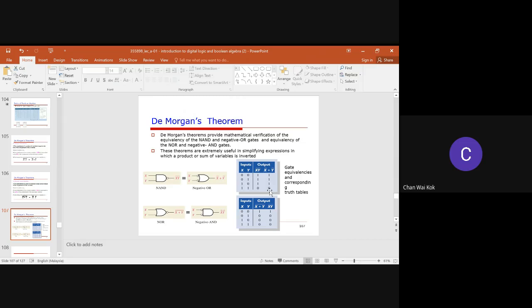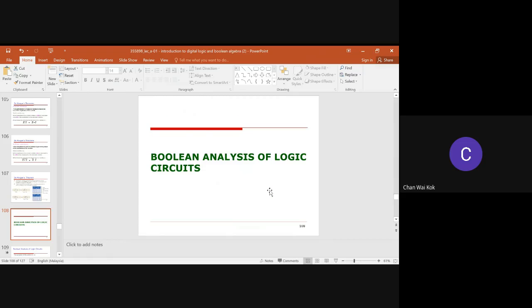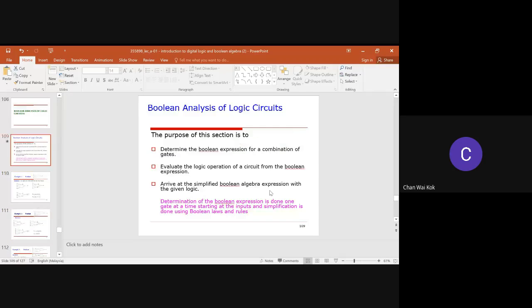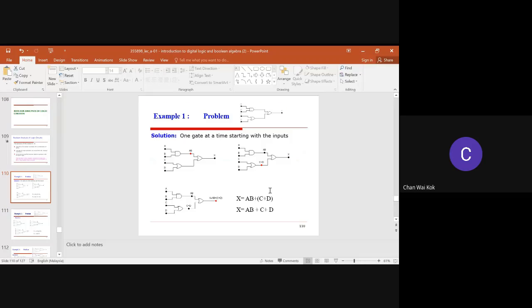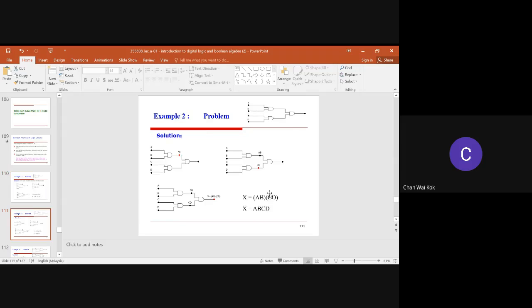And this is how you do circuit simplification. Okay, clear? Then we look at the problem. Problem 1: here you have AB, and then here you have CD. So X will become AB plus C plus D. All right, this is self-explanatory.